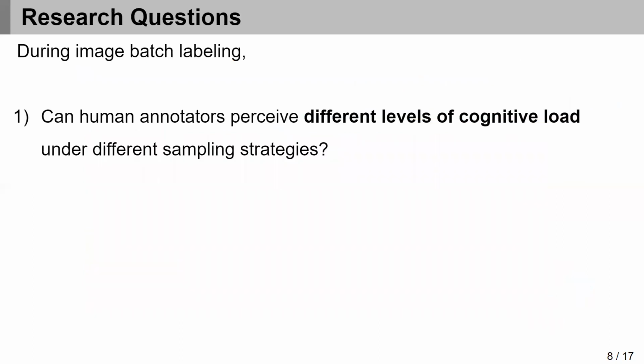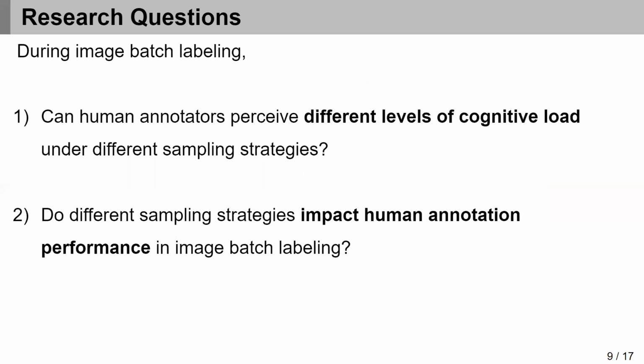Now we have our two research questions. First, during image batch labeling, can human annotators perceive different levels of cognitive load under different sampling strategies? Second, do different sampling strategies impact human annotation performance in image batch labeling?